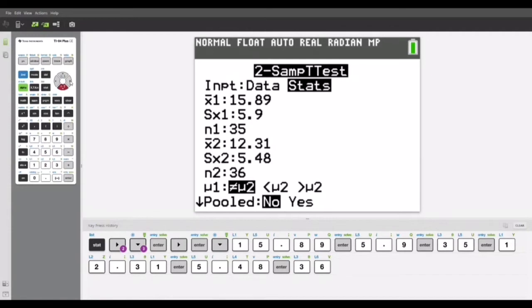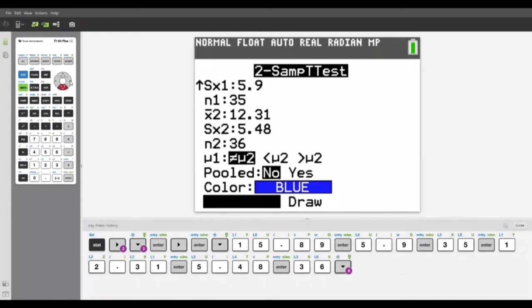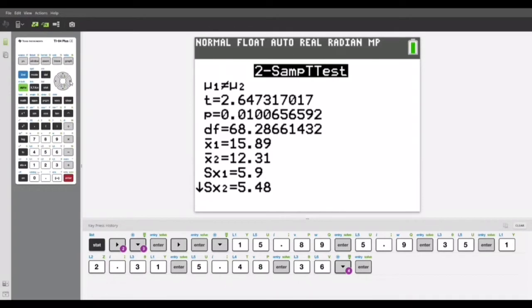Our alternative hypothesis is not equal to, pooled is set to no. And down to calculate, select enter. And you guys are going to get your T value, which is your test statistic, and P, which is your P value.